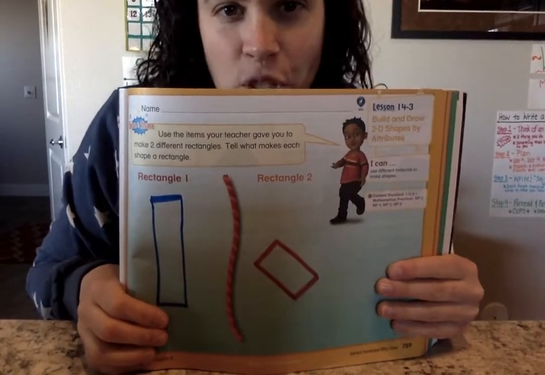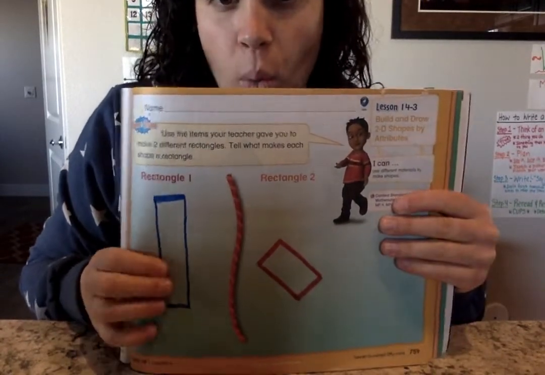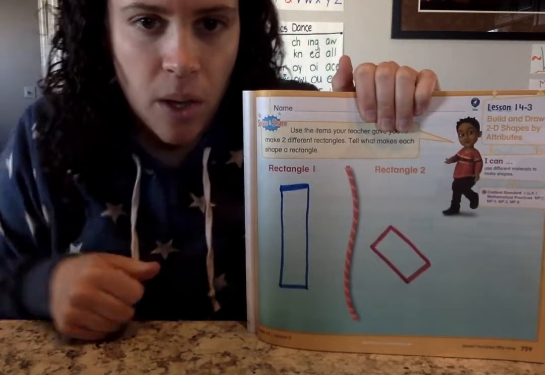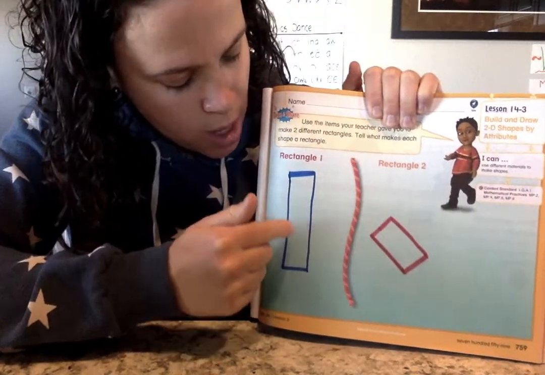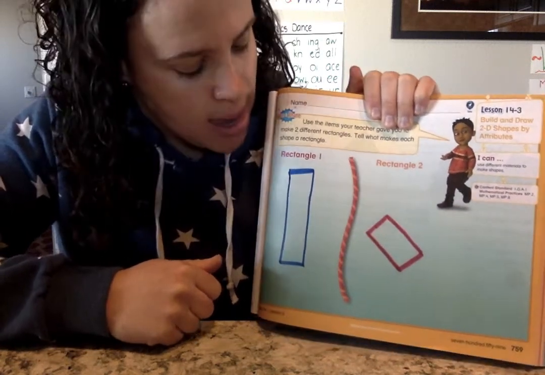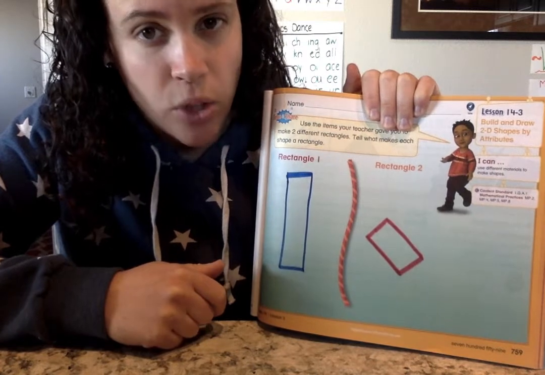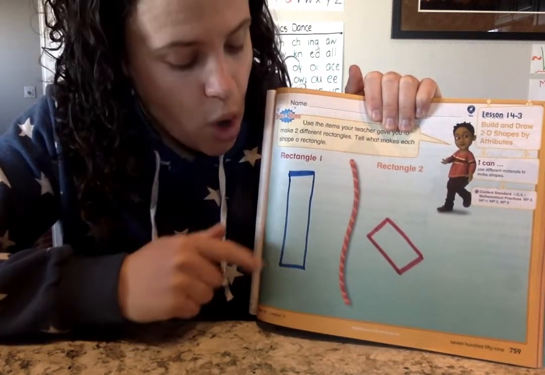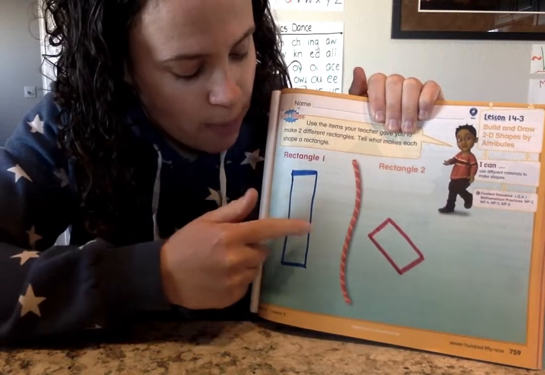Okay, I have 2 rectangles. Why are they rectangles? What makes them a rectangle? Okay, well, let's check. 1, 2, 3, 4. 4 sides. Okay. Now rectangles. Do rectangles have equal length and sides? No, their sides are not equal length except for across.